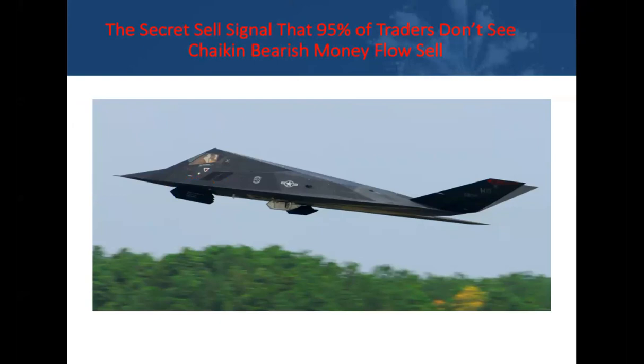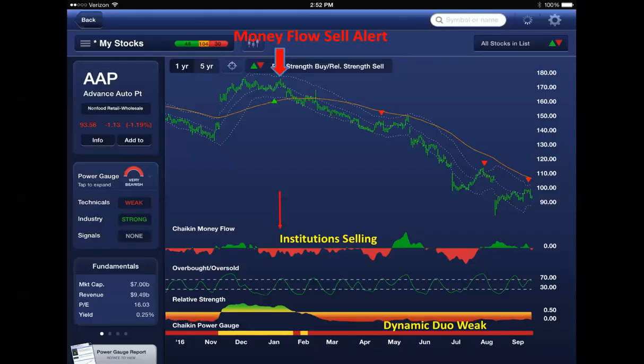Now, I promised you a secret that we've been teaching institutional traders and investors for over 30 years. We call it the secret sell signal that 95% of traders never see. It's a bearish Chaikin money flow sell alert. And here's how it gets triggered. By the way, Chaikin money flow is on every one of your online brokerage platforms, Reuters, Bloomberg, stockcharts.com, so you don't need Chaikin Analytics to find these. What we do is combine the fundamentals and the technicals with the signals and the patterns, all in one place. So how do you trigger a money flow sell alert?